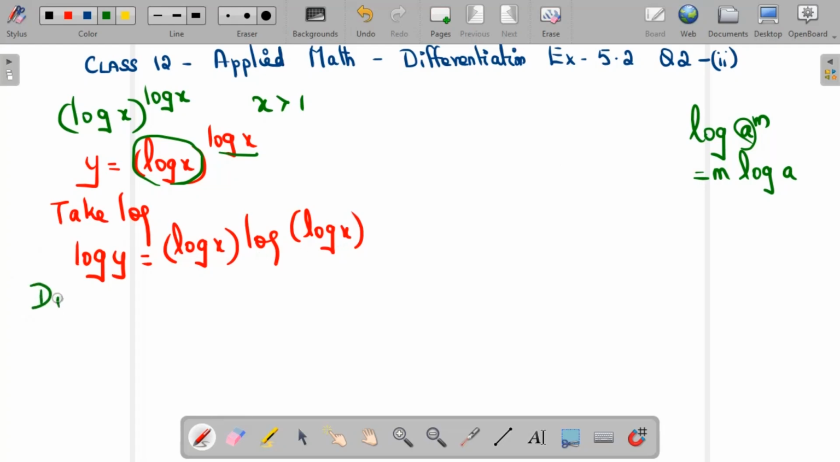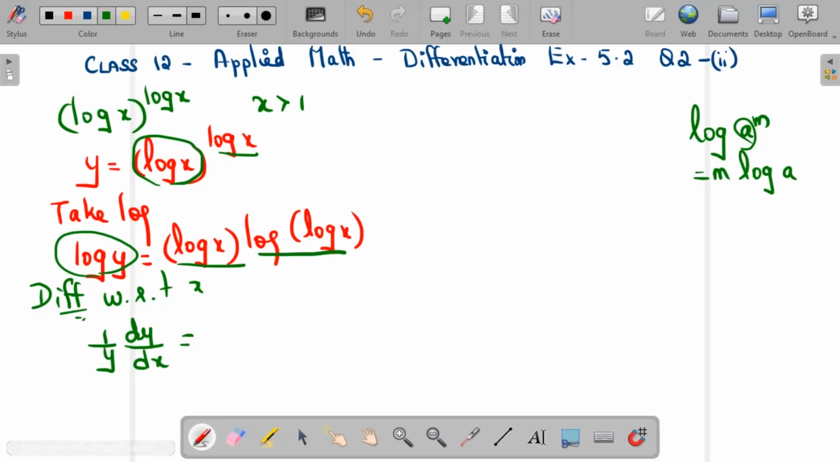Now we start the actual differentiation. So differentiating with respect to x. So on the left side, it will be 1 by y dy by dx, because first I need to differentiate log y, so it is 1 by y. Then I'm going to differentiate it with respect to x, so it is dy by dx is equal to, now this section you treat it as uv. So log x is u, log of log x is v. So this I'm going to treat as uv.